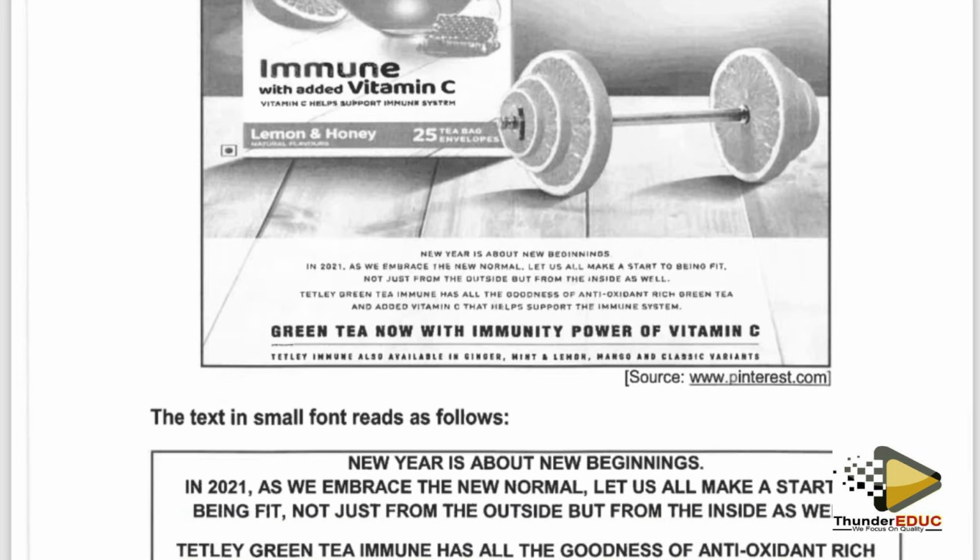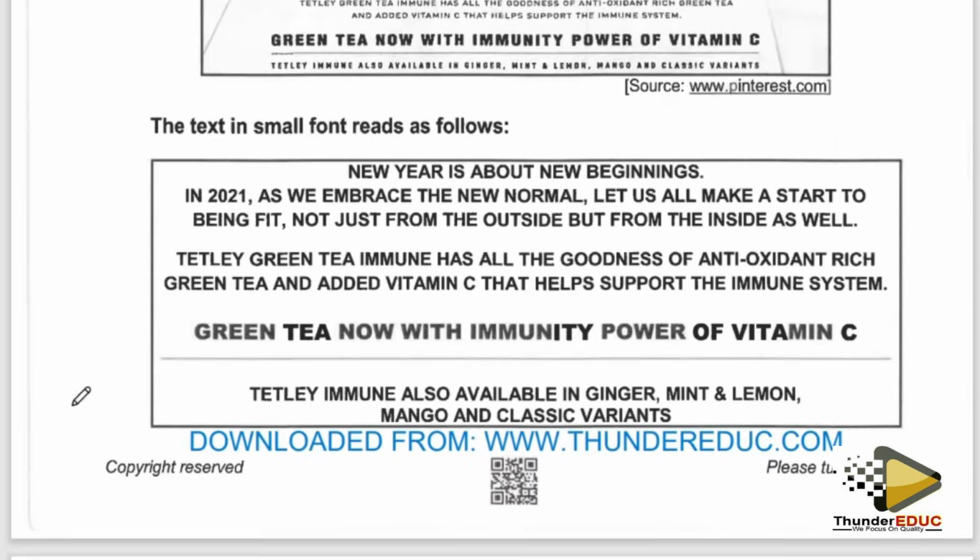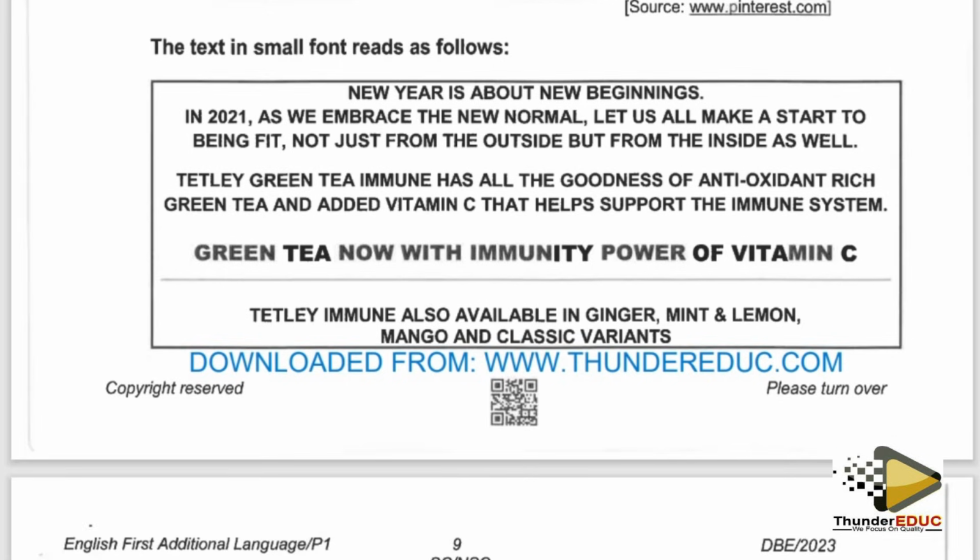Right. It says it's available in ginger, in mint, in lemon, in mango and classic variants. All right, let's go and see what our question holds.